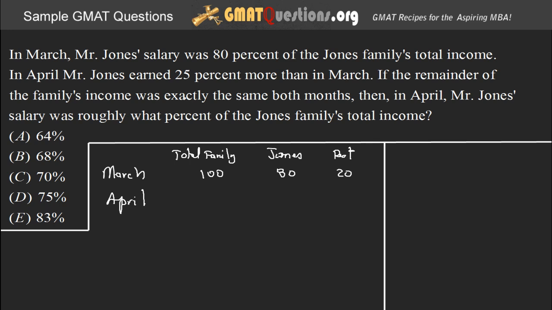In April, we are told that Jones earned 25% more than in March. Now, we need to know how to calculate 25% more of 80. First, what is 25% of 80? The best way to deal with this is to understand that 25% is 1/4. So it's important to understand the equivalency between fractions and percentages. They can come really handy. You don't always have to do that. There are cases where you deal with percentages all the way, but there are cases in which knowing those equivalencies can really help.